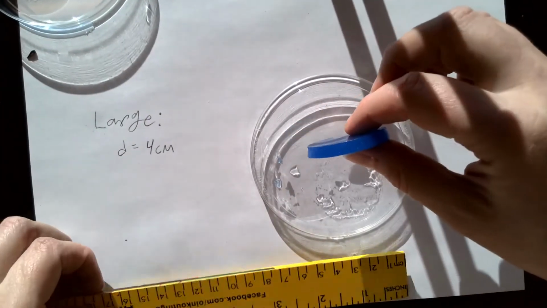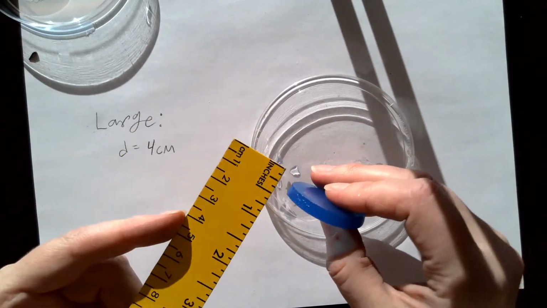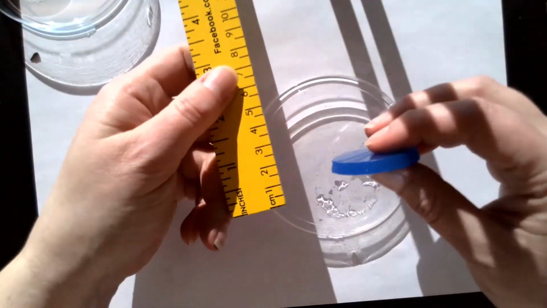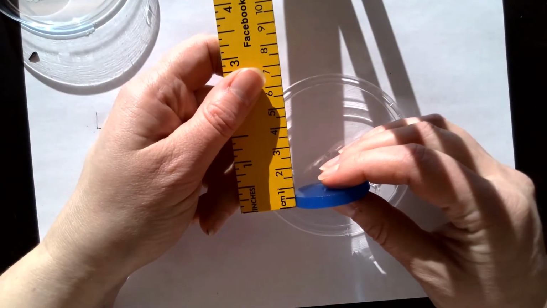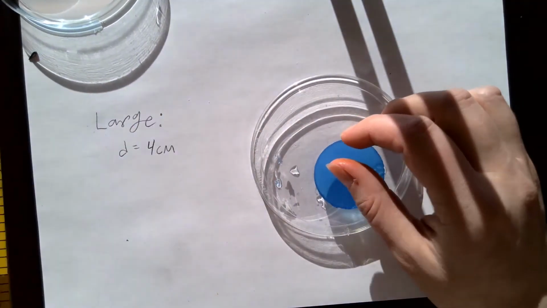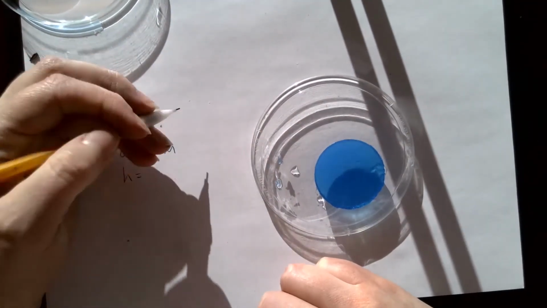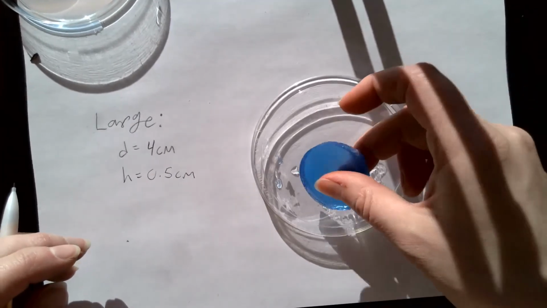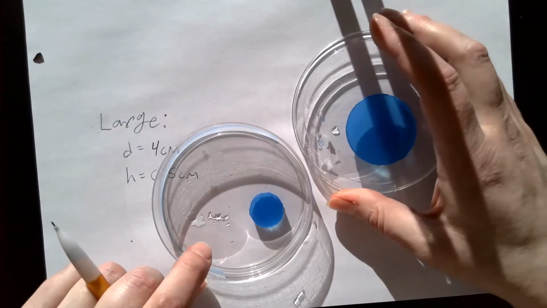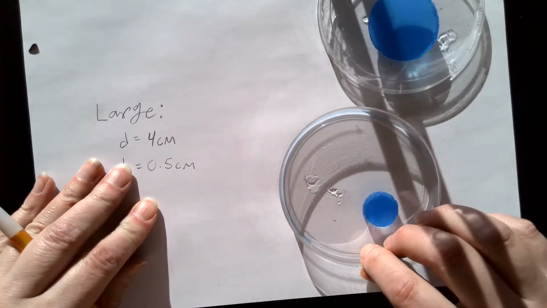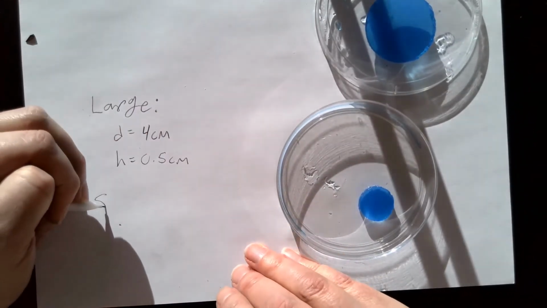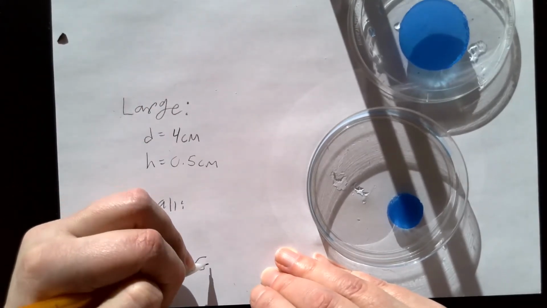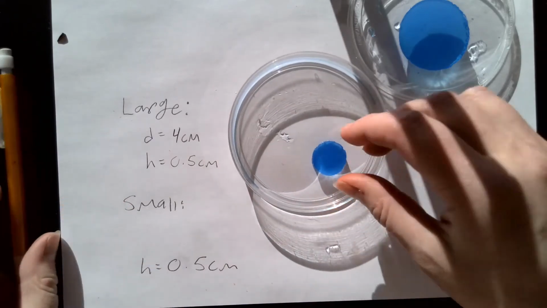And because it's a cylinder, it's not all the way rounded. We're going to look at how deep it is, and it's about half a centimeter thick or high. So 0.5 centimeters. Since I cut these two discs from the same larger disc, our smaller disc is going to have the same height, but it's going to have a different diameter, as you can see, because it's smaller.